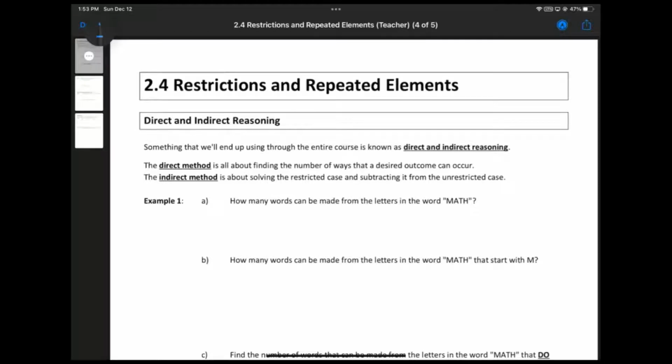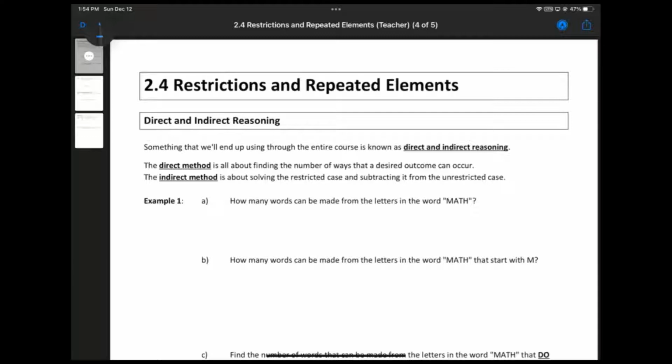In today's lesson, we're going to take a look at more permutations, but with restrictions and repeated elements. And again, we actually have looked at a few restrictions in the past lesson already, so that's not really a new thing. We're just going to look at some tips and tricks on how to solve problems that have a little bit more detail to them.